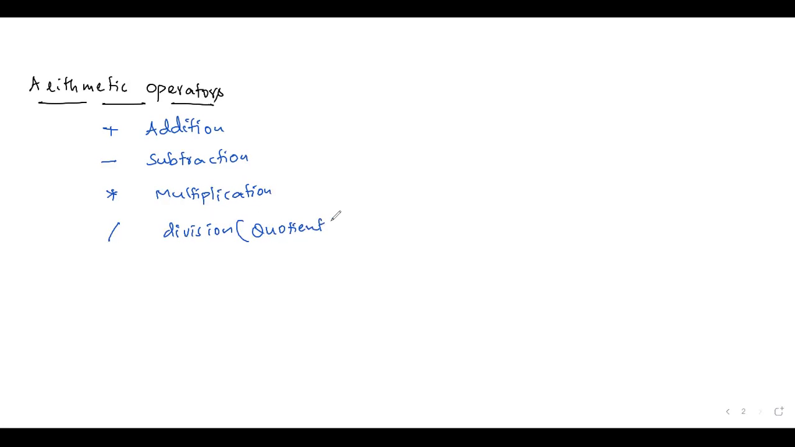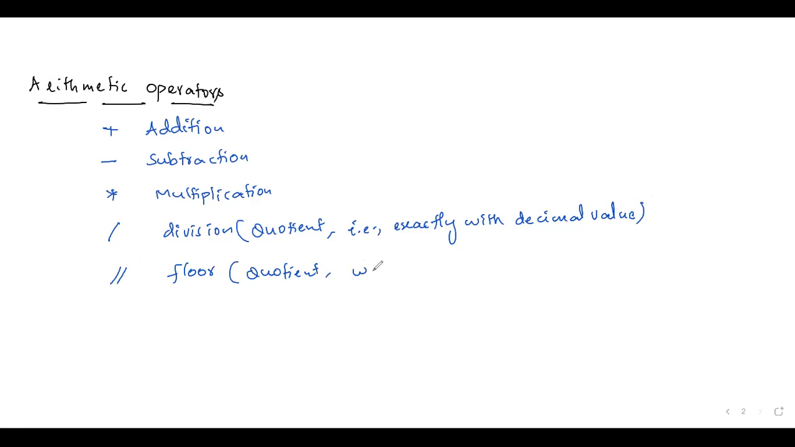Quotient, exactly, even with the decimal value. Floor division: the quotient with the nearest integer value. And we are going to use the modulo division operator.